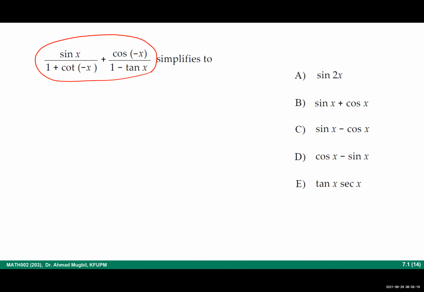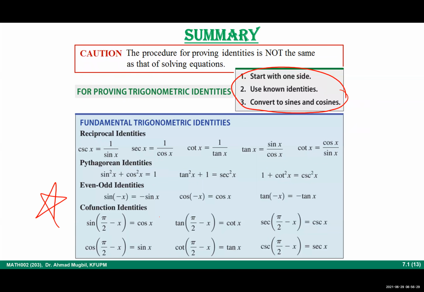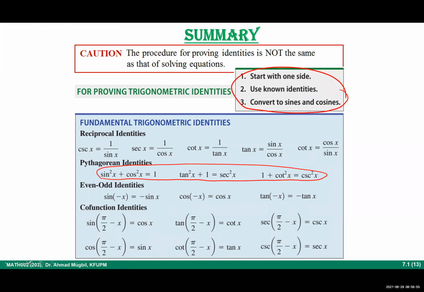Write this: sine x over 1 plus cotan negative x, plus cosine negative x over 1 minus tan x, and try to prove that it is equal to this. You can take a photo of these identities, maybe you need one of them if you don't have them. Shabab, I advise you to print these out and put them in front of your bed, on your table, always to remember them, because you will use them a lot. Not only this, of course, all the identities. From these identities, we can get like 10 more.